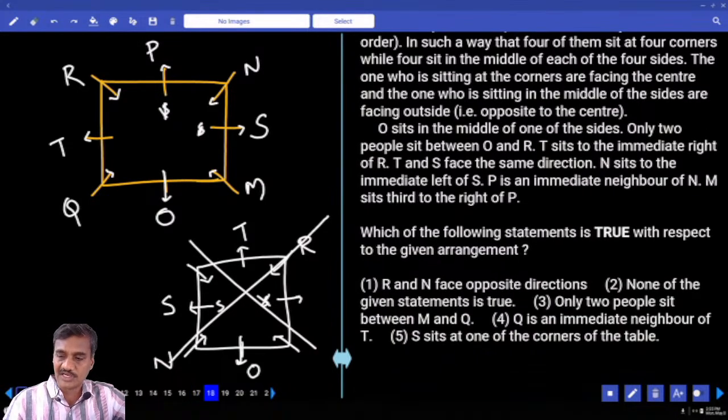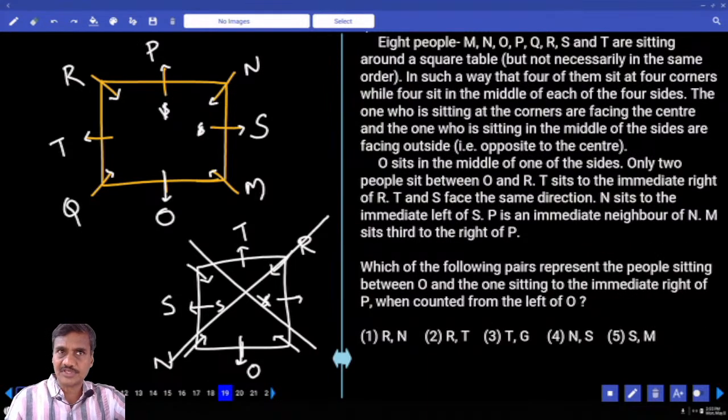Which of the following statements is true? R and N face opposite direction, that is false. And only 2 people between M and Q, that is false. And Q is an immediate neighbor of T, definitely true. Choice 4, question number 18.